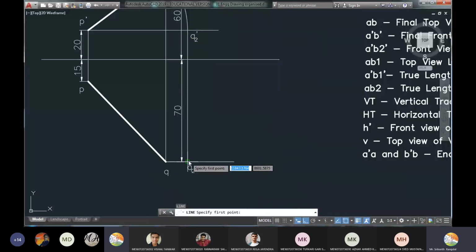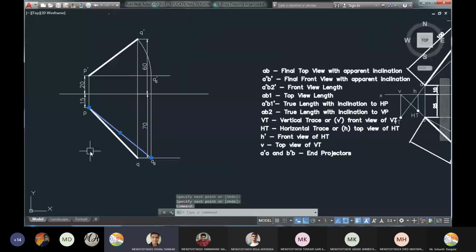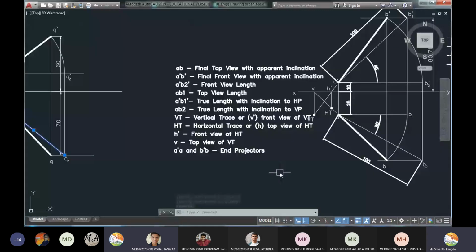Now, if I join Q2 with P, what is this length? True length, friend. True means top view length. This is the true length with true inclination with VP. Okay. So now we got the true length.